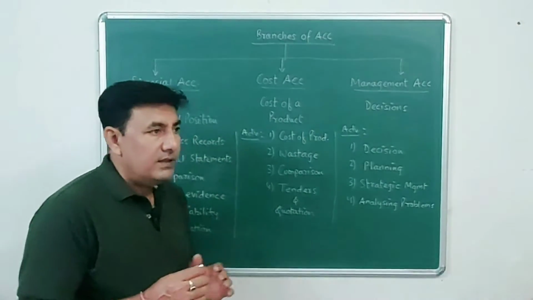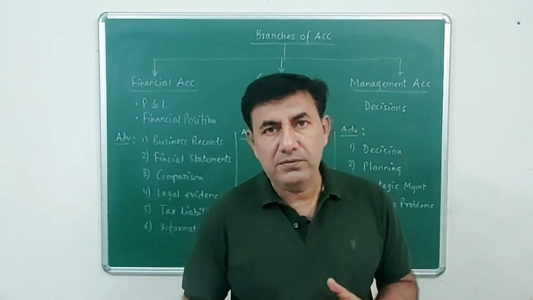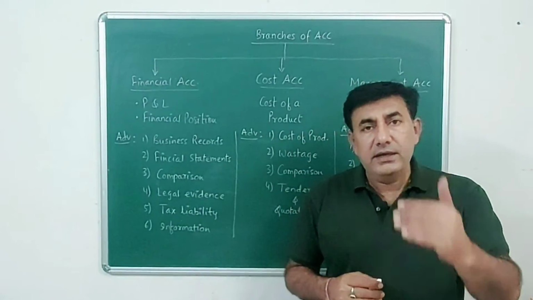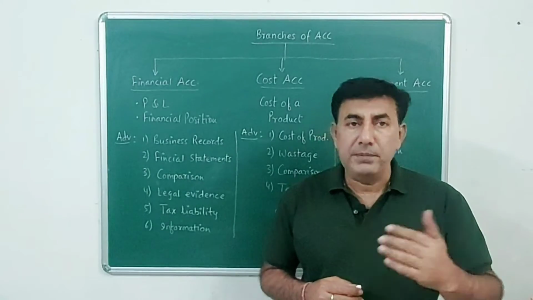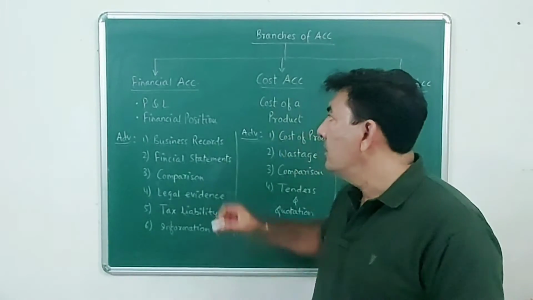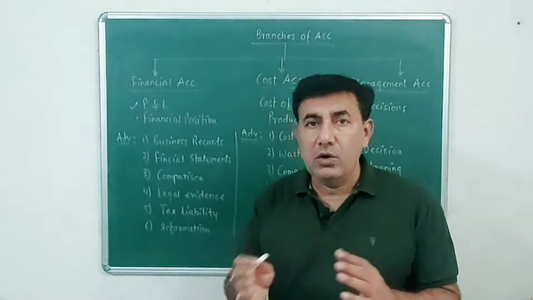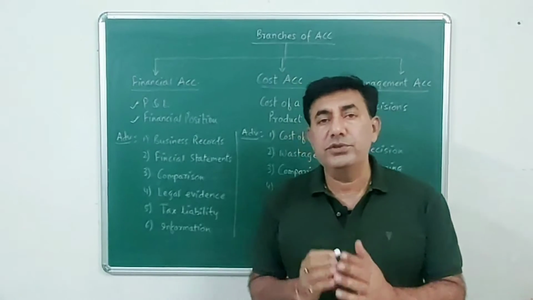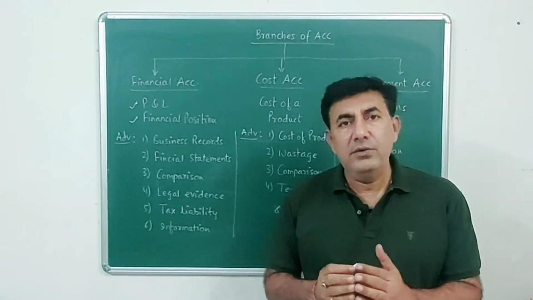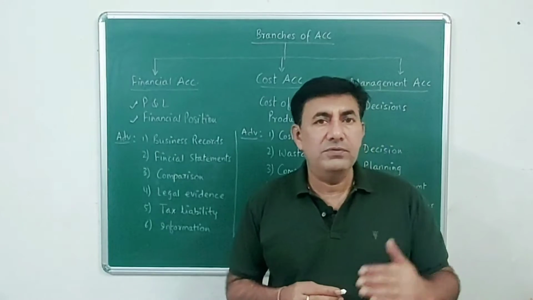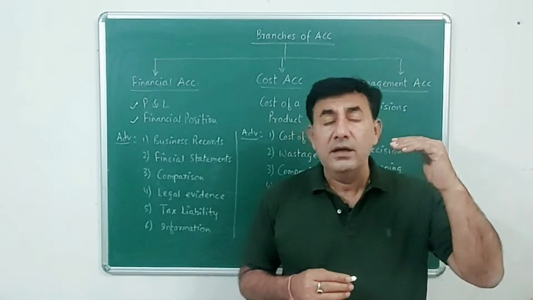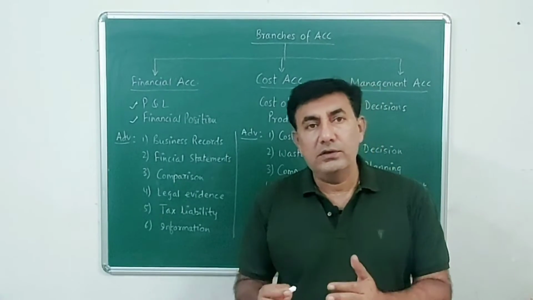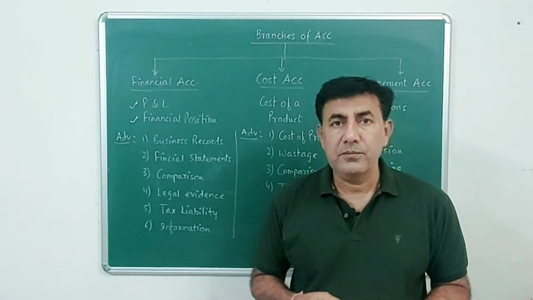Now let's try to understand the meaning of these three types of accounting. The first one, as the name implies, financial accounting. That means it is related with the financial matter of a company. That means two things are important here. First thing is to find the profit or loss of a company, and the second one is to find the financial position of a company. So basically, financial accounting is an art of recording, classifying, summarizing and interpreting the results which can get us the profit and loss and financial position of a company, right?